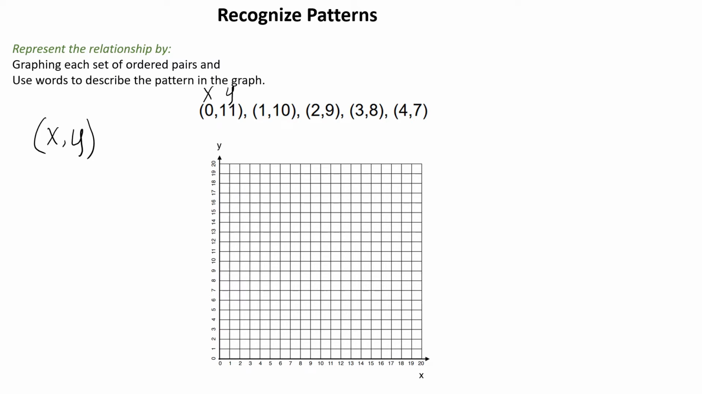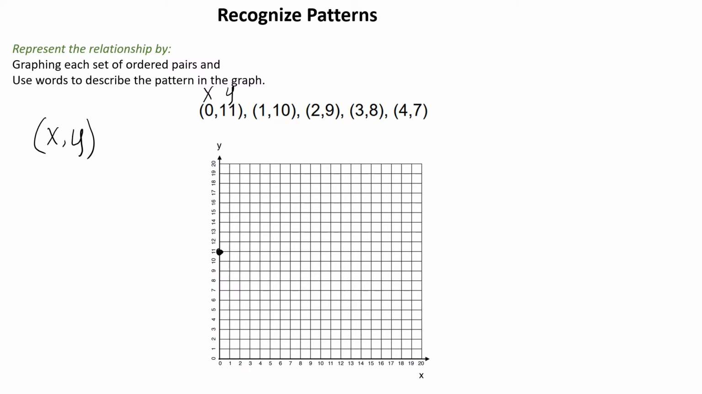We always start with the x value. So in this case, we have 0. X is going to go left and right. Y will go up and down. So we're going to start at 0 and we're going to go up 11. And that will be our first dot.